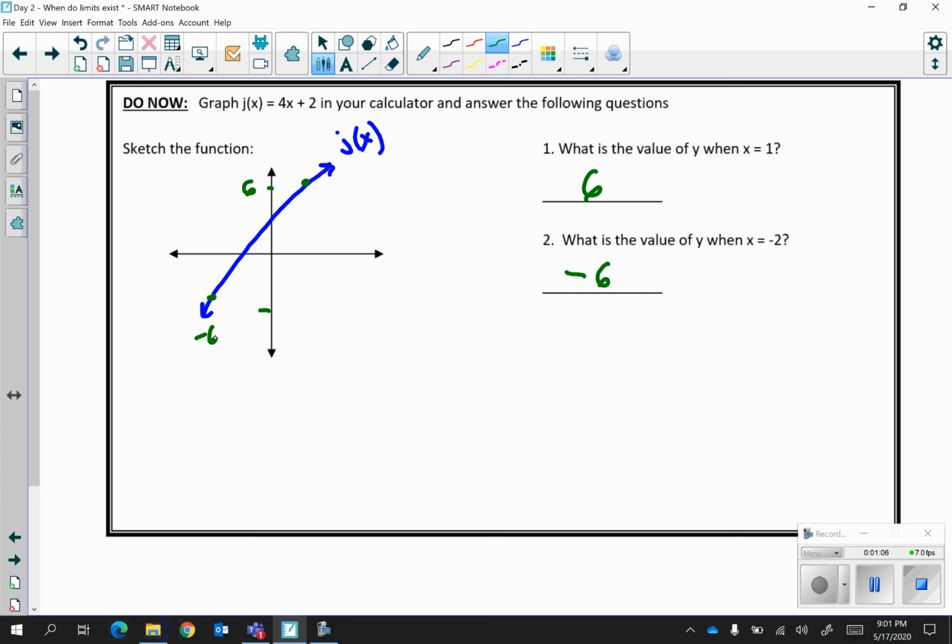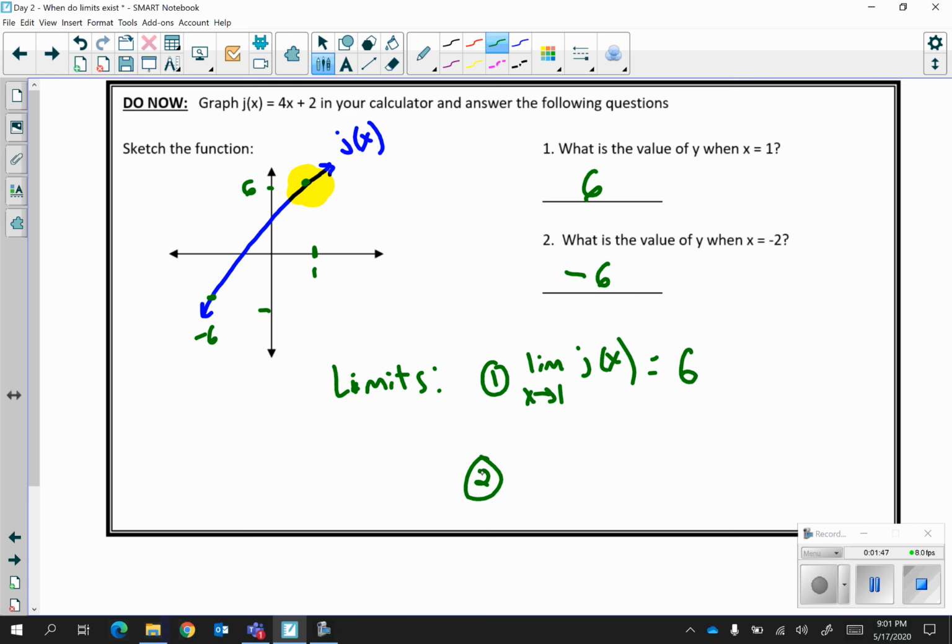Now, we can say with limits that for the first one, the limit as x approaches 1 of the function j of x is equal to 6. Because if you look at the graph, as we're approaching 1 down here, the function is going to be approaching the value of 6 up here.